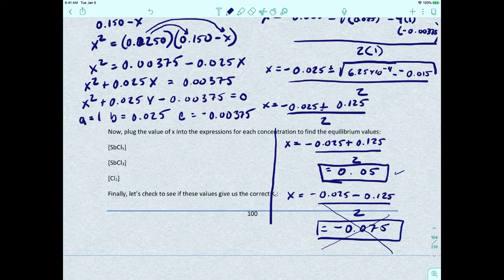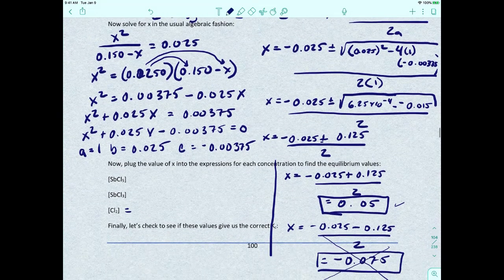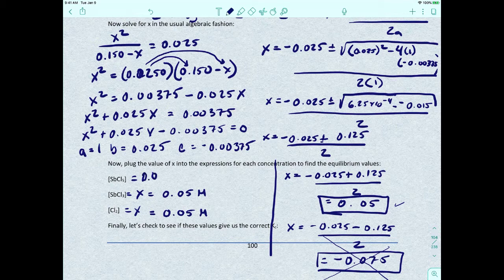So that means, following our expression above, the concentration is going to be x for Cl2 and x for SbCl3. So the concentration for both of these should be 0.05 molar. And the concentration of SbCl5, that was 0.150 minus x, so that new concentration should be 0.10 molar. And so those would be the concentrations at equilibrium.